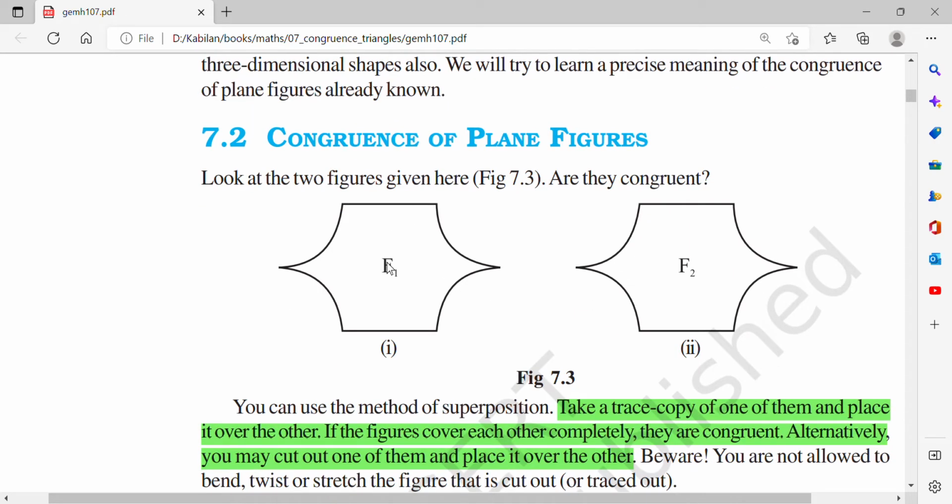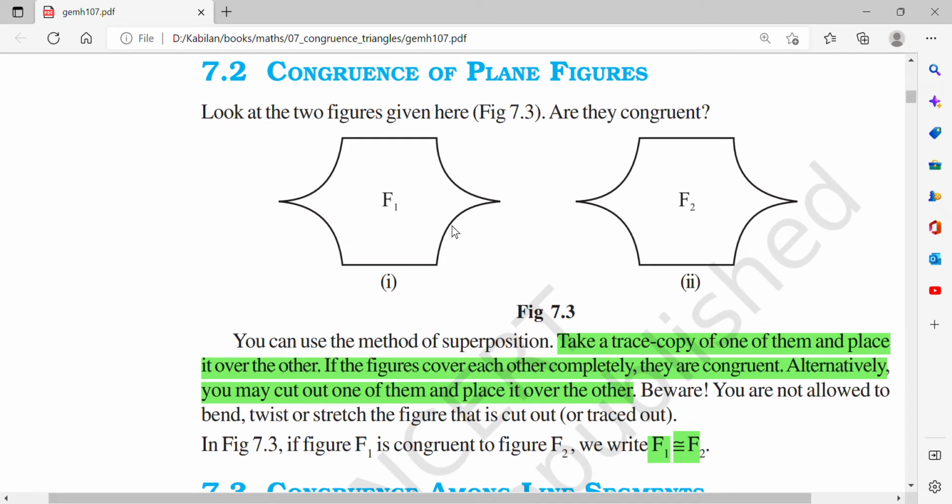When you say figure 1 is congruent to figure 2, you take a trace copy of one of them and place it above the other. If the figures cover each other completely, they are congruent. Alternately, you may cut one of them and place it over the other. So, if you place figure 1 above figure 2 and it covers completely, then it's congruent.